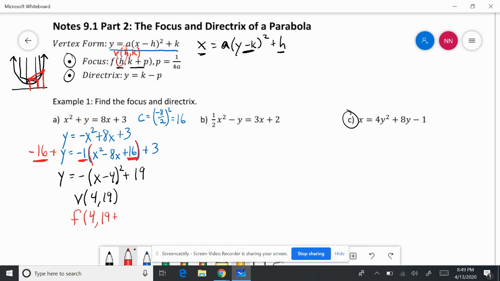plus my p-value. Well, my p-value is 1 over 4 times a. If I'm trying to find my a value, notice the a value is in front, so that's a negative 1. So I have 1 over 4 times negative 1, and that, of course, is negative 1/4. So that means my focus is (4, 19 plus negative 1/4), which is 18 and 3/4.